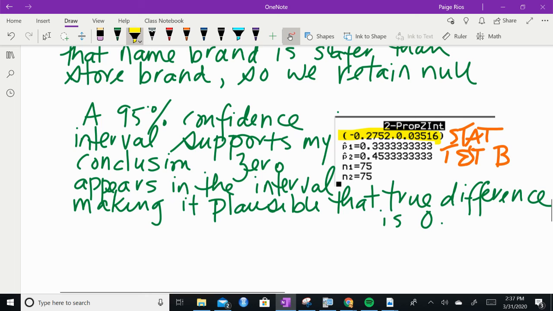So just to clarify this a little bit, these negative numbers right here mean that the name brand had less bacteria than the store brand. But once you head into a positive number, that means that the store brand had less than the name brand. So depending on the sample, it could switch to either one. So we retain the null that there is no difference between the two.